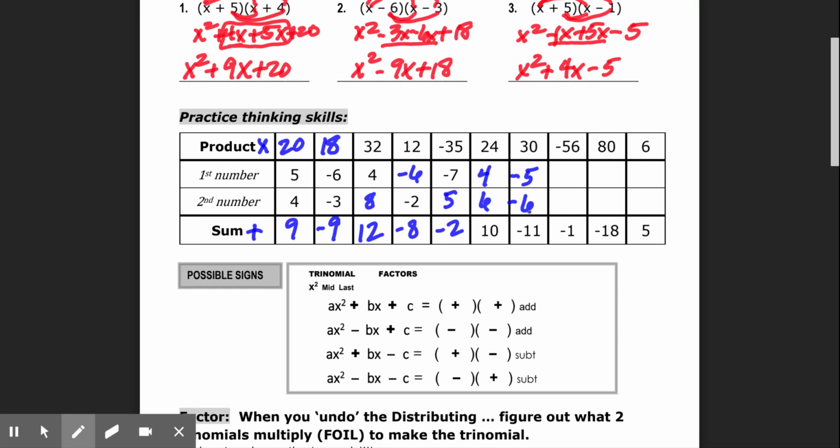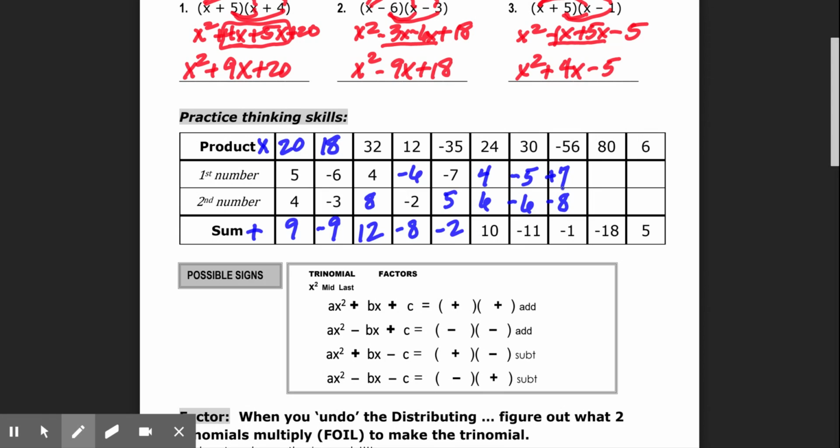Now here you have a negative 56. That means one has to be a plus sign and one has to be a minus sign. The bigger number is going to be your minus sign because this sum is a negative 1. So I'm going to put the 8 with the negative and the 7 with the positive. And this really tests you on whether you know your multiplication facts or not.